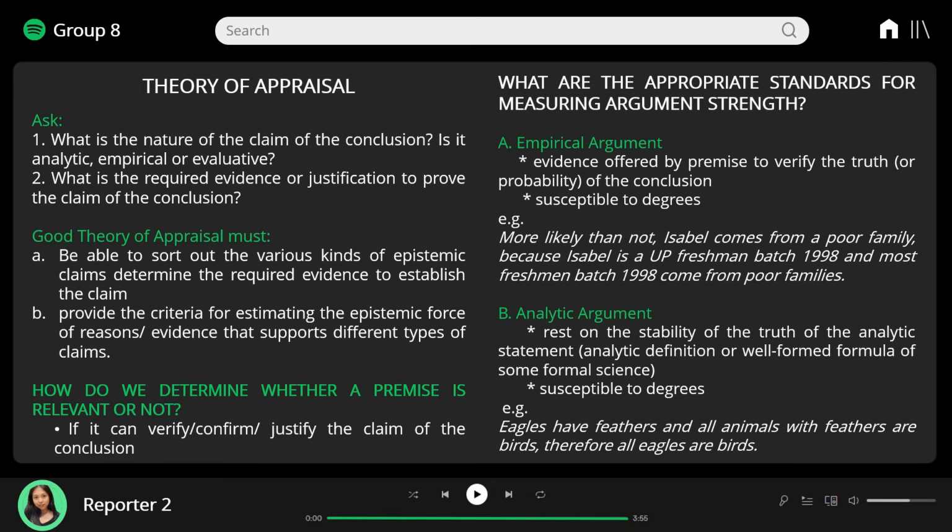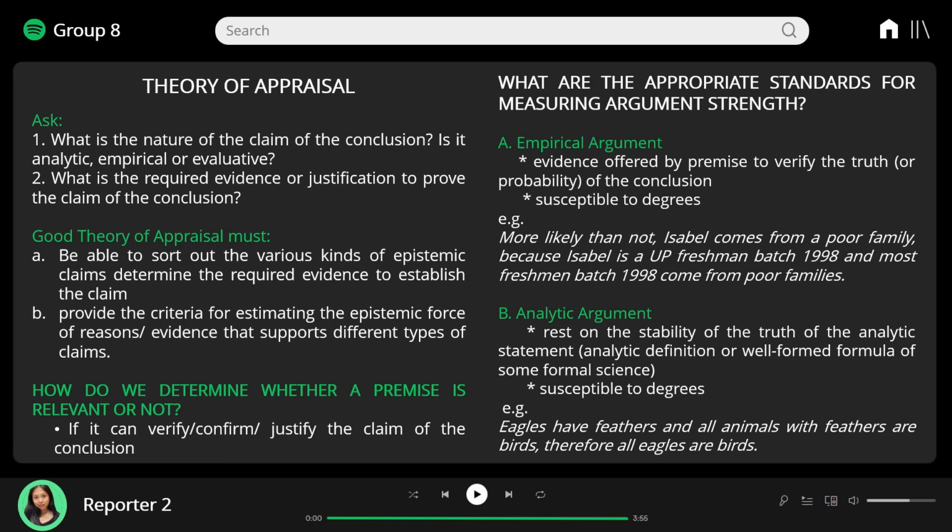Dito, sinasabi lang na if yung premise set coincide with the required evidence, yung argument magiging conclusive, and that is what we should look for. And the closer you are to the required evidence, the stronger the argument. Katulad ng example about corrupt politicians, the claim will be true if 50% plus 1 ng population ay corrupt. Population ng politicians. But how do we determine whether a premise is relevant or not? If it can verify, or confirm, or justify the claim of the conclusion.